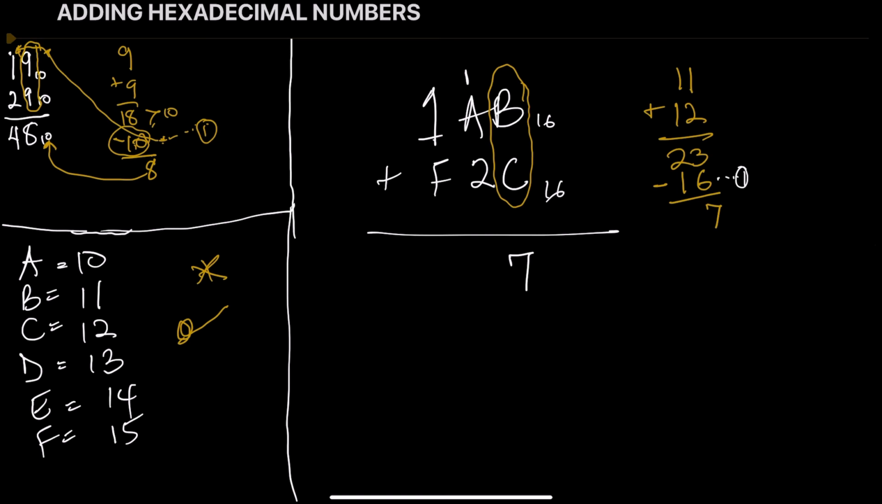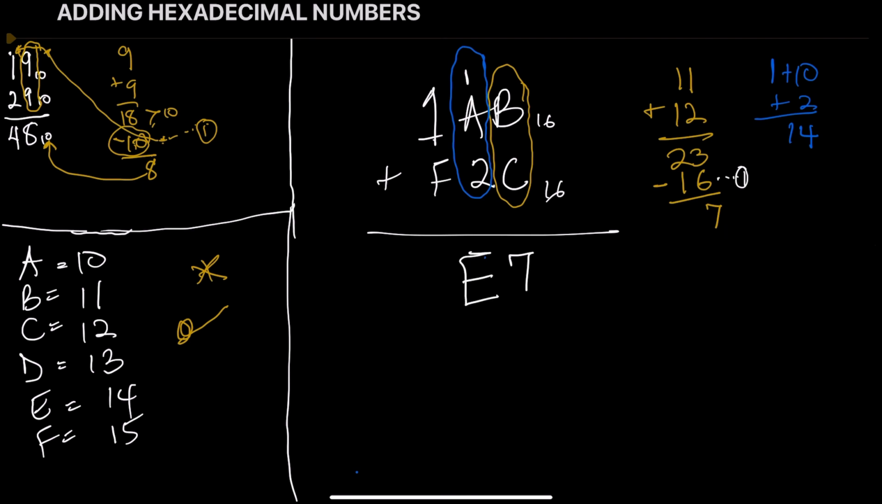And then we will go to the next block, right? So in the next block, we have 1 plus A, which is 10, plus 2, which gives us 14. Now, 14 is not more than 16. It's not equal to or more than 16. So this is very good. Then we basically have to take 14 and put it here. But in base 16, 14 is equal to E. And so we bring E here.